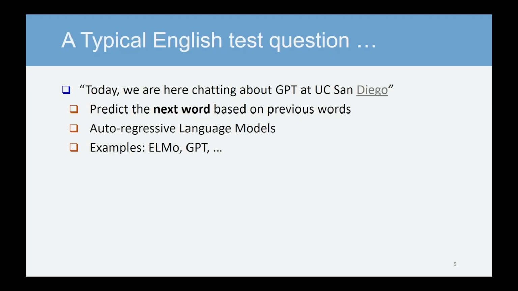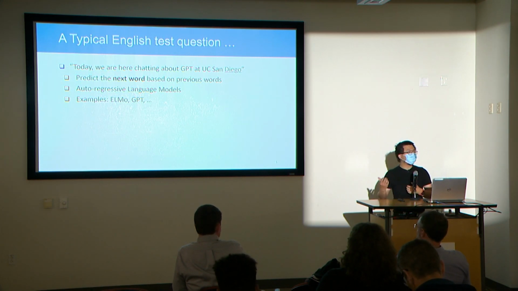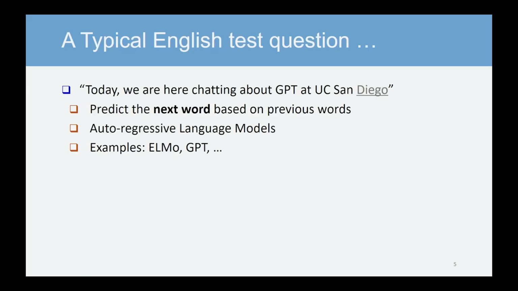If you think about a typical English test question, it can be something like this. I have a sentence here, say, today we are here chatting about GPT at UC San, and then I give you an underscore, asking you to fill out the last word. With a reasonable guess, you will say it's UC San Diego, since we're here in the Supercomputer Center in San Diego, right? So the task here is basically to predict the next word given all the previous words. This task is called an autoregressive language model. There are many representative models following this line, using this as the objective to train the neural network. The two we'll talk about today are Elmo and GPT.